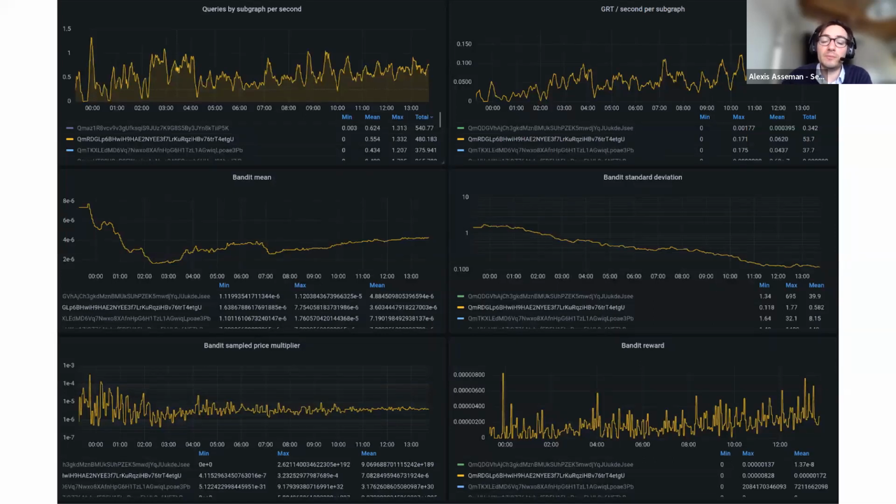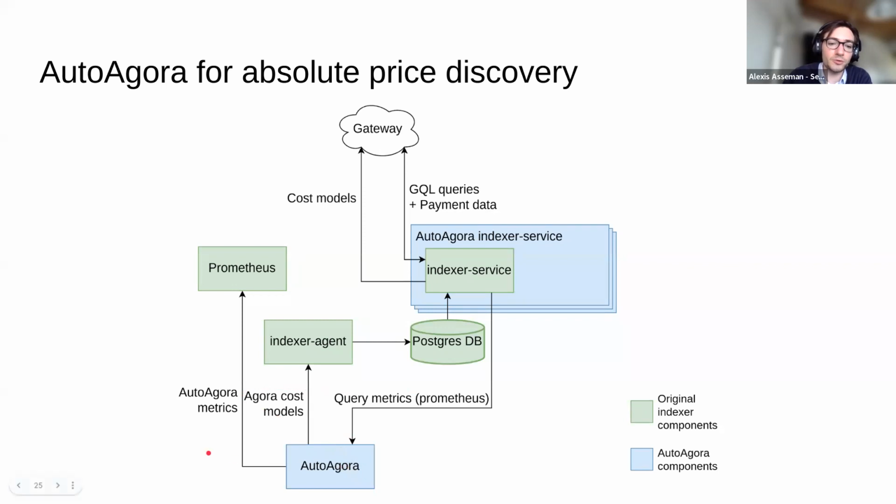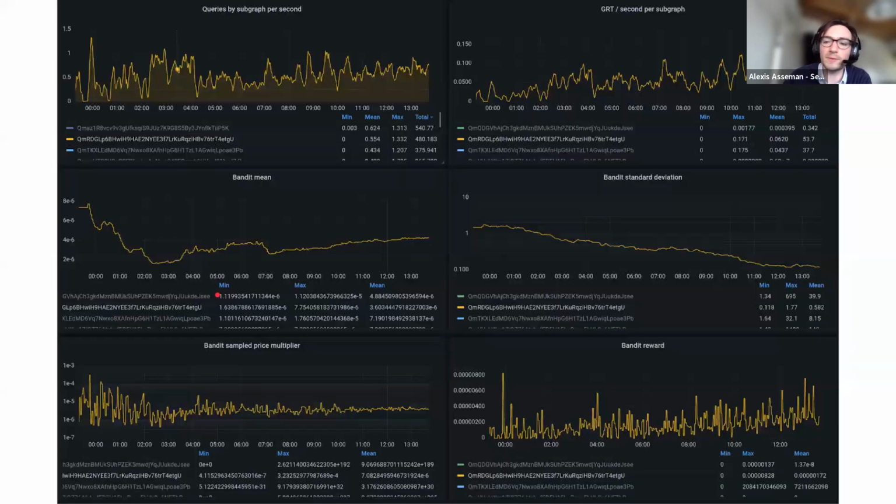So here are the metrics that we extract from AutoAgora. AutoAgora sends some metrics to the indexer's Prometheus, and we can see that. Here, that particular subgraph, I think, is UMA on Ethereum, and we can see that the number of queries per second that we're serving is somewhat flat. You've got to remember that the market and the number of queries that we're receiving varies, right? So it's not only a function of our prices, but also a function of demand. That's why there's not a very visible correlation between the queries per second and the prices we're sampling.